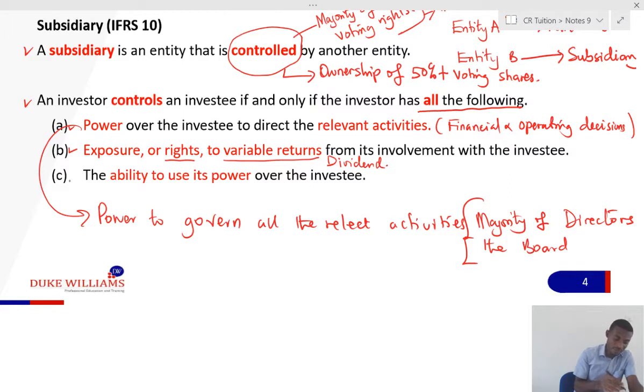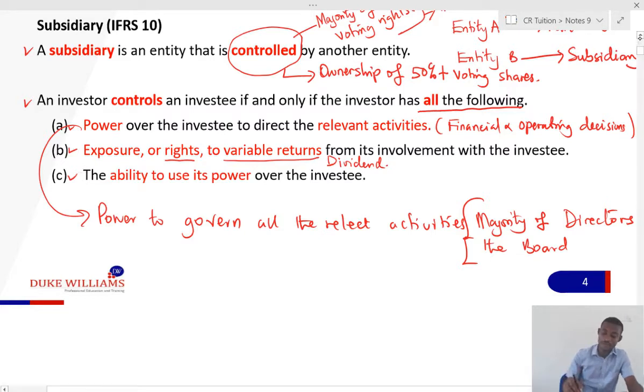The last point which should be relevant is that the investor has the ability to use his power over the investee. It might not be evident that they are using the power, but they should have the ability to use such power. And again, it comes from having a majority on the board, having majority voting rights on the board of the investee.